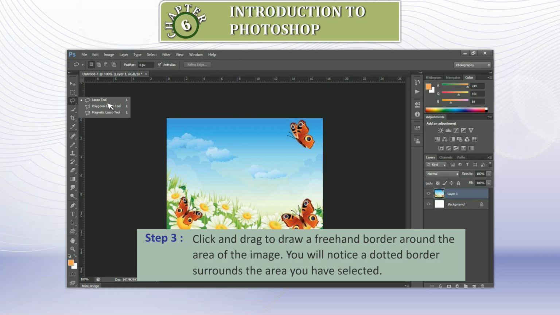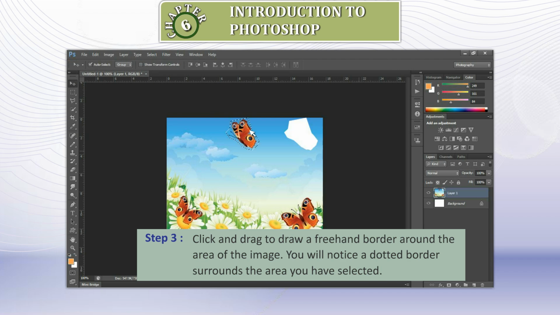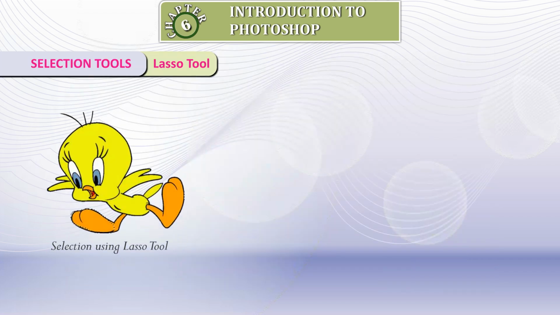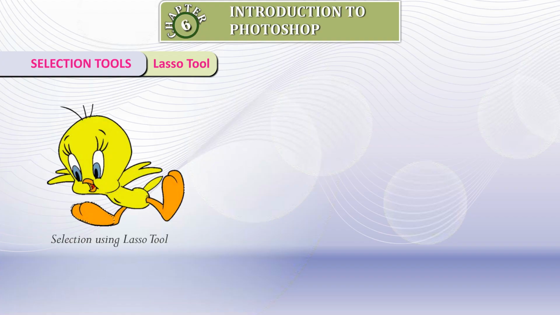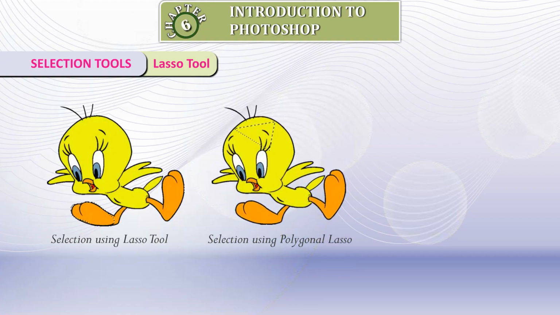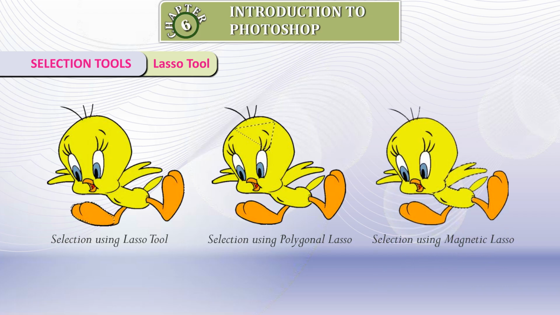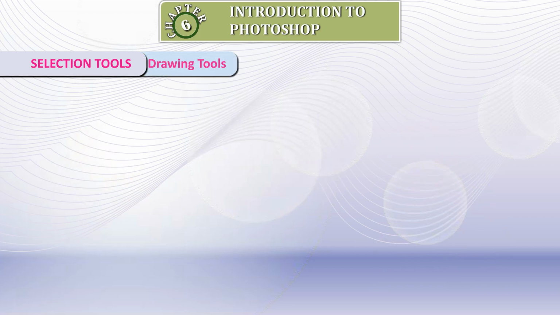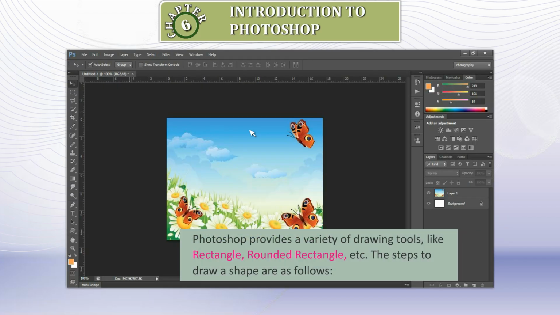Step 3. Click and drag to draw a freehand border around the area of the image. You will notice a dotted border surrounds the area you have selected. Selection using lasso tool. Selection using polygonal lasso. Selection using magnetic lasso.